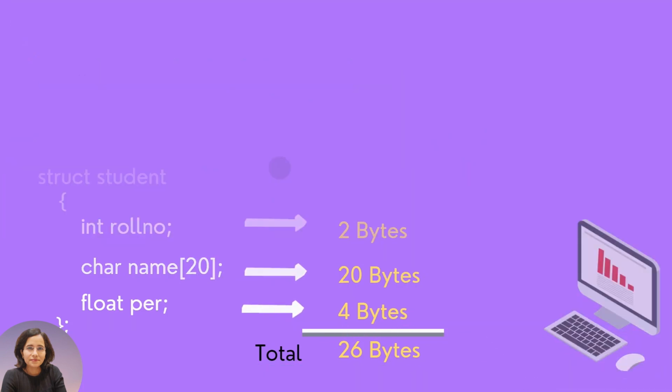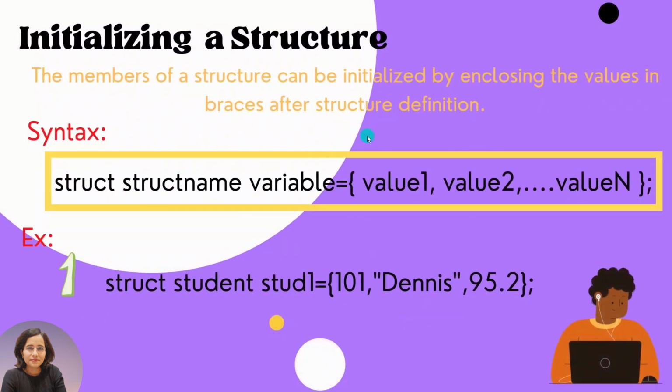Now let's study how to initialize a structure. The member of the structure can be initialized by enclosing the values in the braces after structure definitions. Again, same example I have considered. So struct is a keyword, student is the name of the structure, and stud1 is a structure variable. And you can see here I am initializing some values. So first is roll number, then name of the student, and this is the percent of the student.